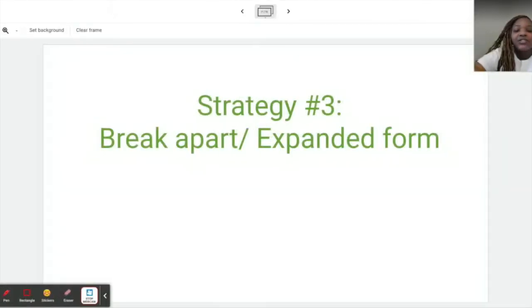Time for our last strategy. Strategy number 3. Strategy number 3 is breaking apart or expanded form. So when I say that, we're looking at a big number and we're just breaking it down. So let's take a look.